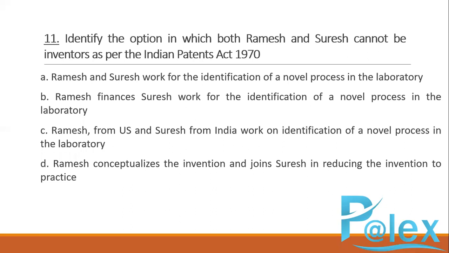Ramesh finances Suresh's work for identification of a novel process in the lab. Now, in this case, Ramesh cannot be an inventor because he can be an assignee or applicant, but he cannot be an inventor. The question is very specific with respect to the inventors. Ramesh from US and Suresh from India work on identification of a novel process in the lab. Two separate inventors from different countries are allowed to be co-inventors in a patent application as per Indian Patent Act.